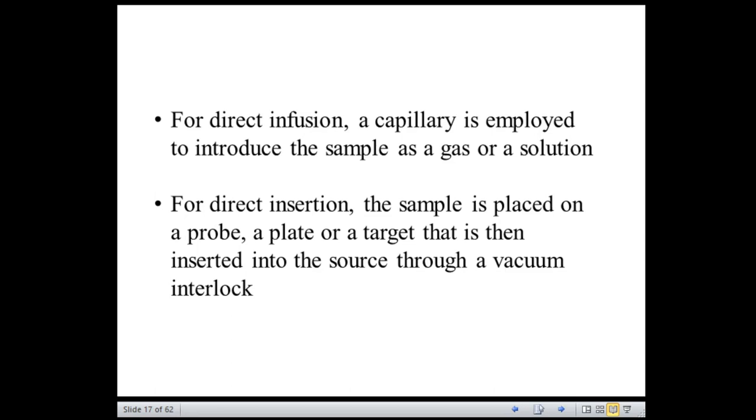Right. In case of direct insertion, the sample is placed on a probe, a plate or a target that is then inserted into the ionization source through a vacuum interlock. So basically we have two methods to introduce the sample into the ionization source.